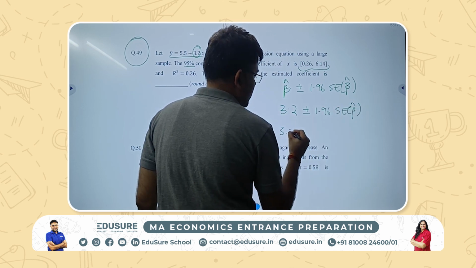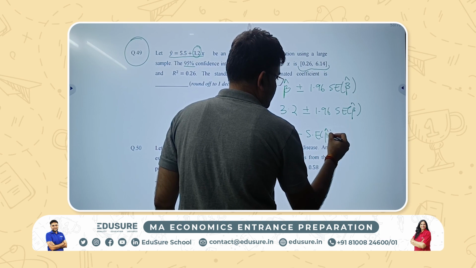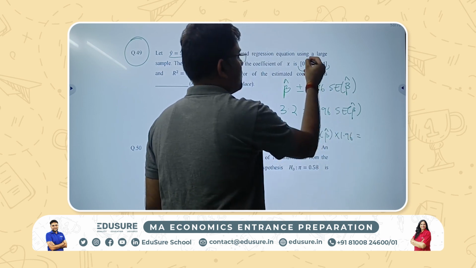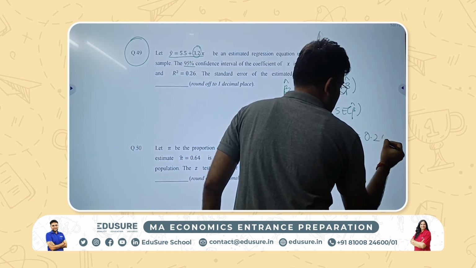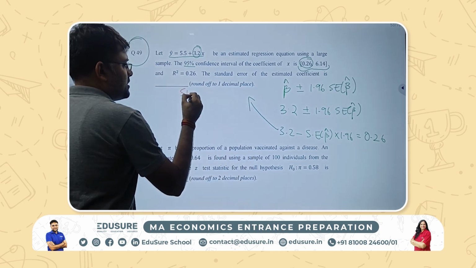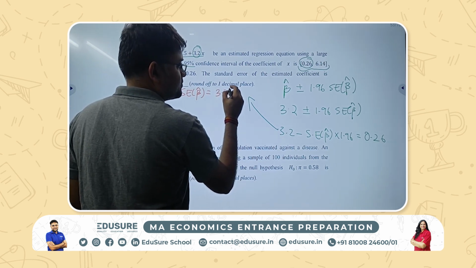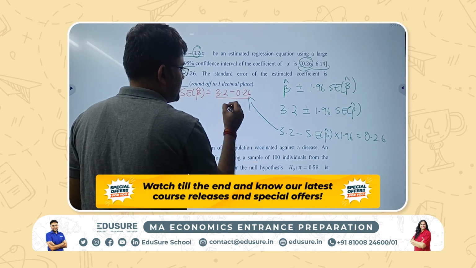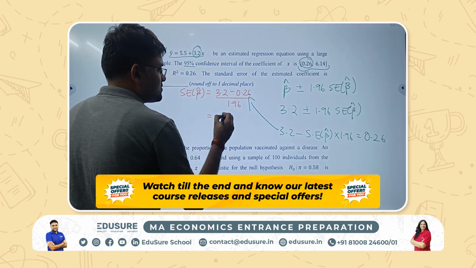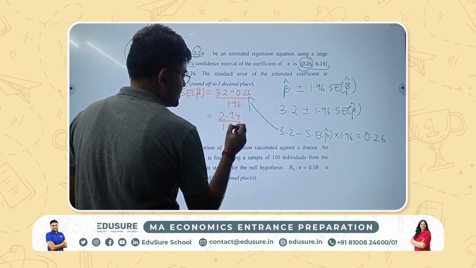So basically 3.2 minus 1.96 standard error of beta hat has to be equal to the lower limit, which is 0.26. So from here, I can find that standard error of beta hat is equal to 3.2 minus 0.26 divided by 1.96. Calculate this. This will be 2.94 divided by 1.96.